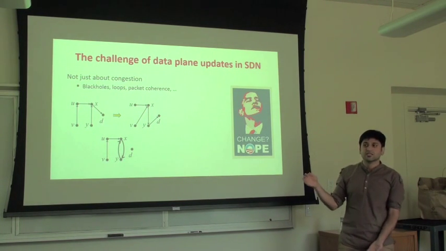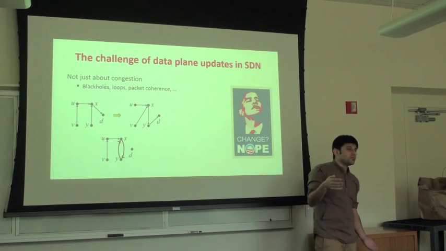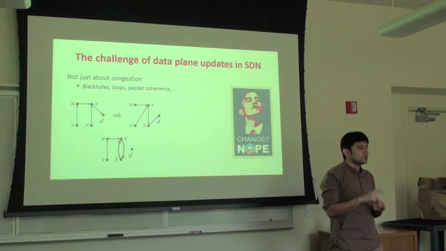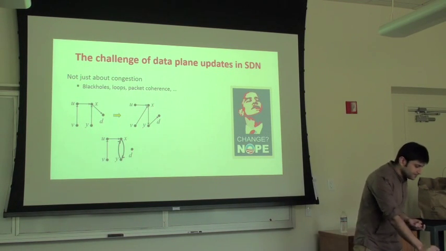Not every property makes sense for every network. But for some network or the other, depending on the type of traffic and the type of network, you may care about not having black holes, not having loops, not having congestion, or having packet coherence and things like that.